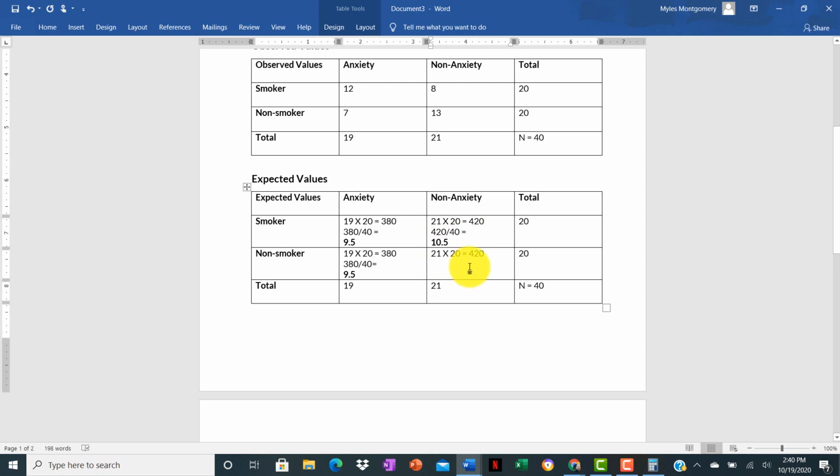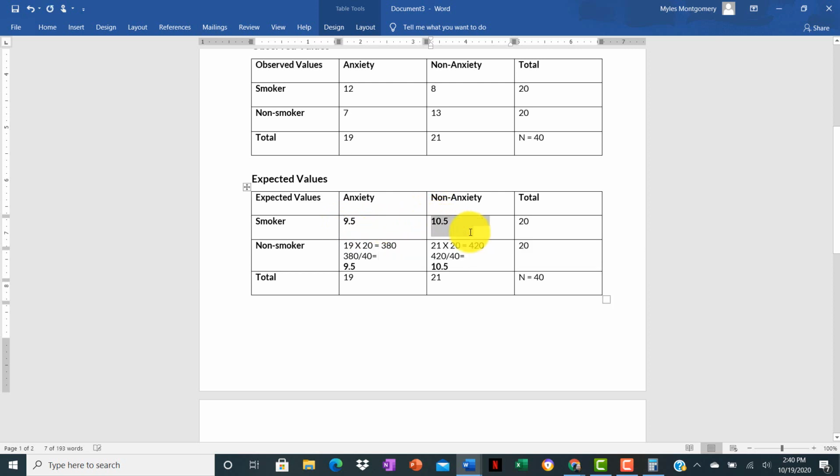And lo and behold, that is, again, exactly what we see in the above cell, the smoker non-anxiety cell. So all we have to do is just repeat the steps. We don't even actually have to do any calculations because the numbers are all the same. I'm just going through the long form of this to show you how we got it. But again, you don't really have to do any additional work here. So really, we only have to do the work for 2 of the values, and then the rest were just repeats.